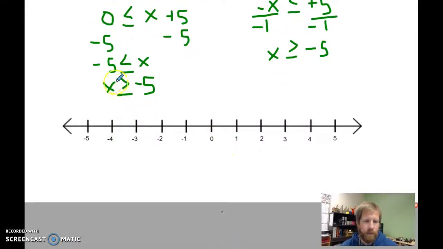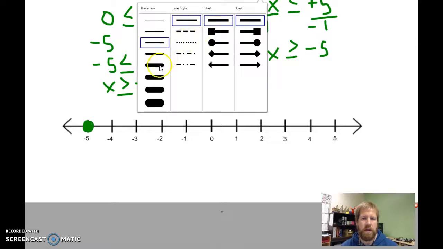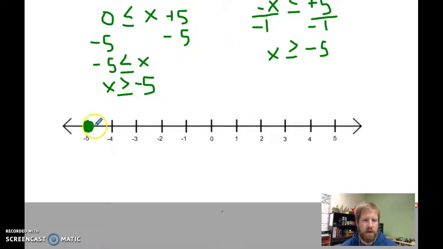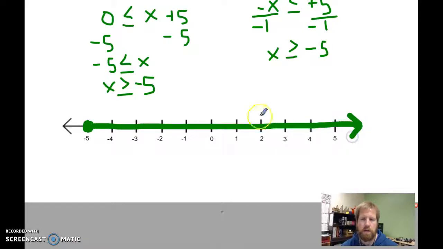Okay, and then our answer is x greater than or equal to negative 5. It is a greater than or equal to, so we have a solid circle. And then, since we're looking at greater than, it's going to be a line to the right.